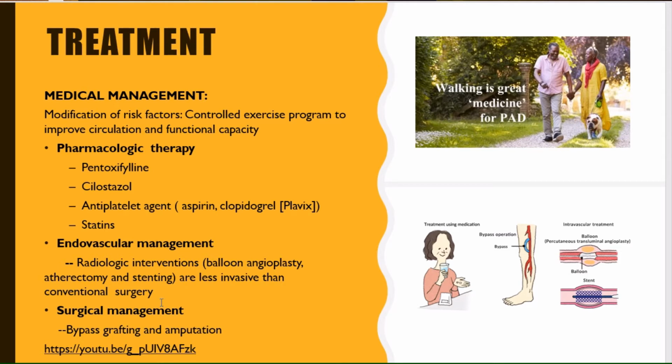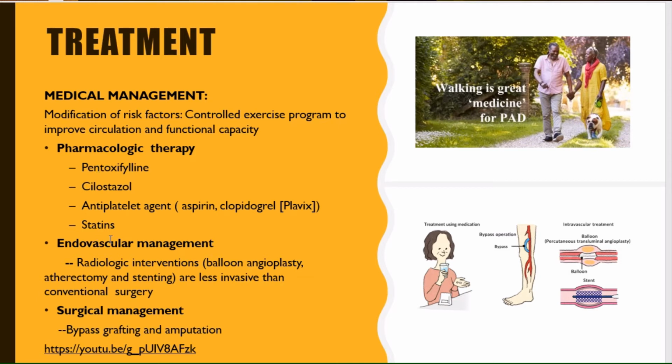It can be medical management or surgical management. Medical management includes modification of risk factors, like a controlled exercise program to improve circulation and functional capacity. You really want the patient to have a good quality of life, so they need to move around as much as possible. Having them join a walking program or exercise program is very important to improve that circulation, and also their function.